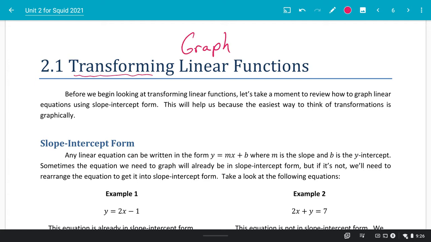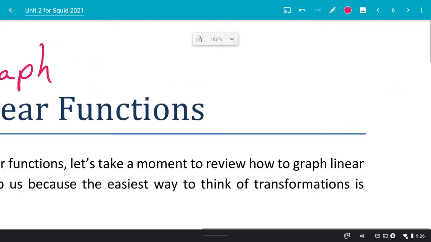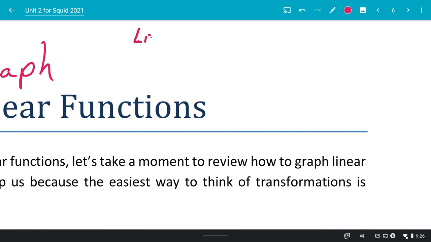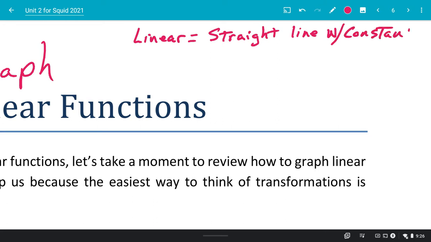Before we get too far, what does it mean to be linear? Come on. We should know this. What does it mean to be linear? Yes, sir. Okay, it's a straight line. It's a straight line with a constant rate of change. It does pass the vertical line test because it is a function.